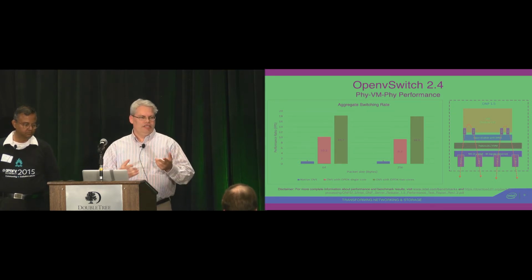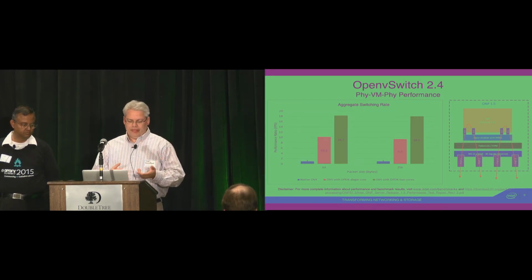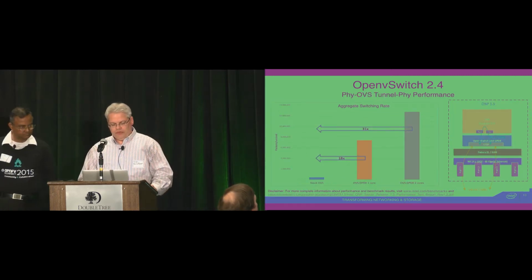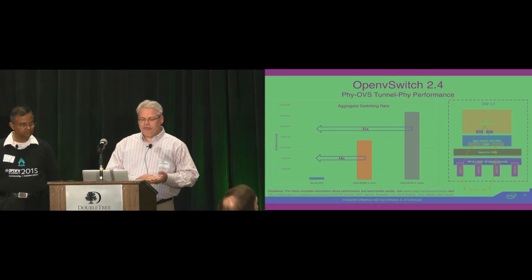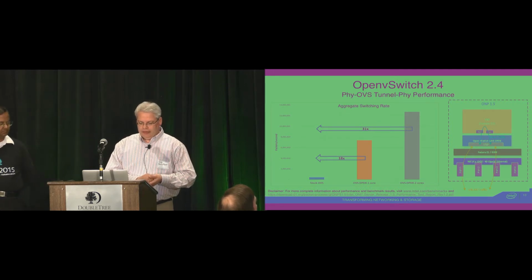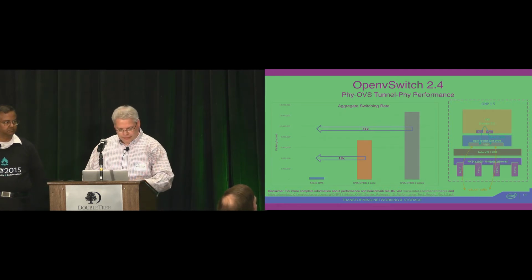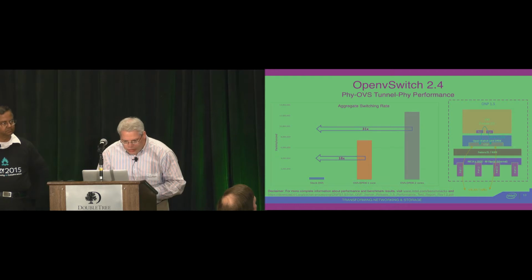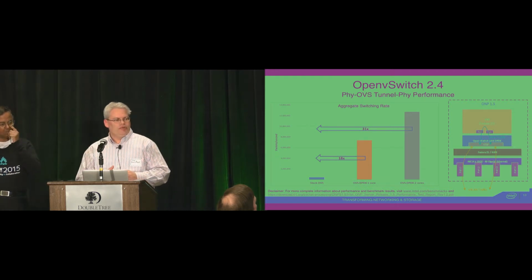So that's the reason why it's considered an aggregate. For tunnel PHY performance, you see that the stock kernel is, I don't know, a few hundred K. And then we push about 7.7 million on a single core with VXLAN tunneling.